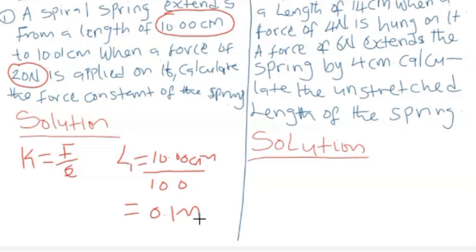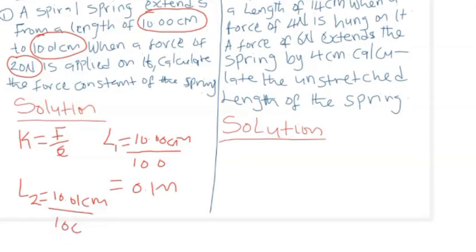They said from a length of this to, now this is the extension, or the increase in length. So let me say the increase in length, L2, is equal to 10.01 centimeter. This is my L2, right? I'll also change it to meter. Why am I changing them to meter? Because the basic unit of measuring length is meter, and we always use the basic unit in performing calculation.